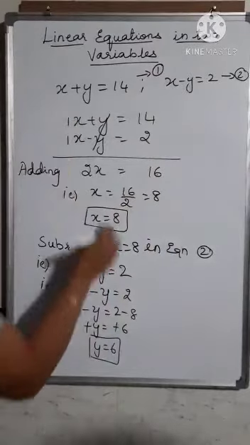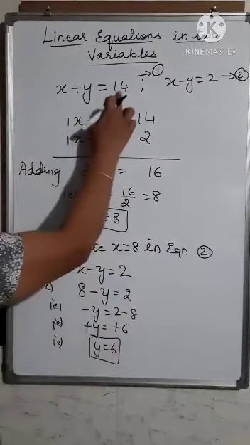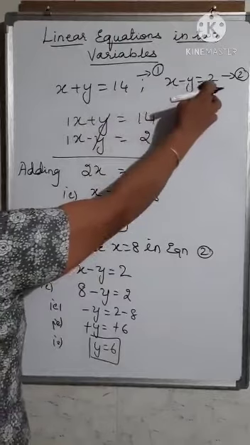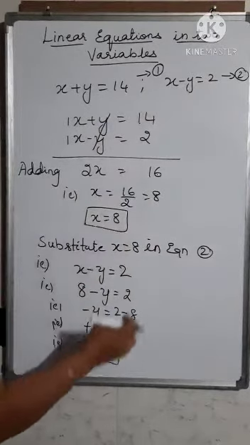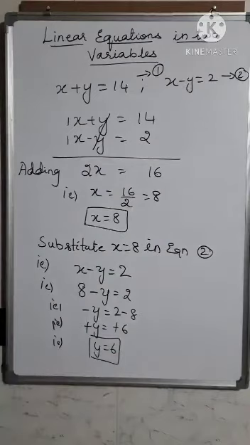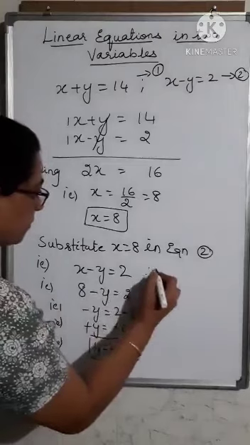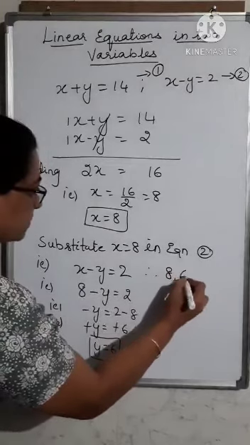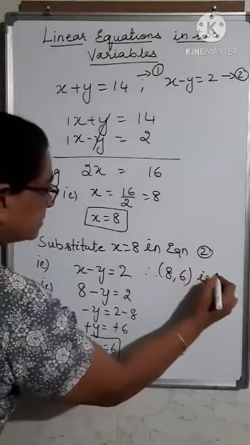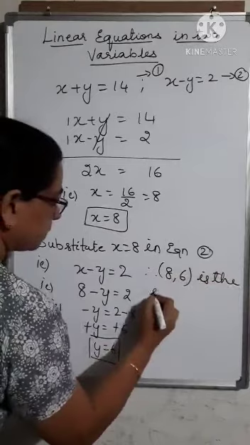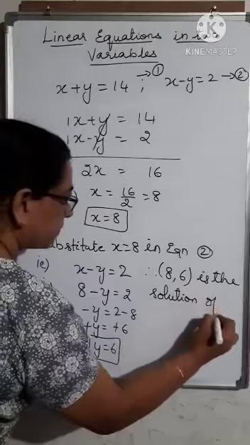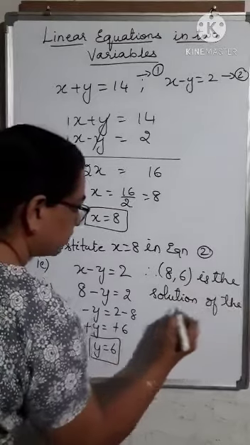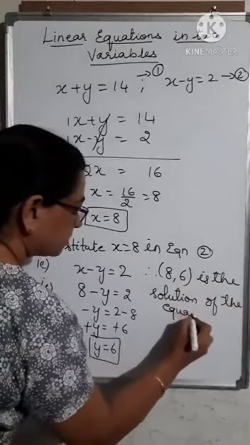Now x is equal to 8. 8 plus 6 you are getting 14. And 8 minus 6 you are getting 2. So you have got the solution of the equations as x is equal to 8 and y is equal to 6. So finally you write the solution. Therefore (8, 6) in the bracket is the solution of the equations. So this completes the problem.